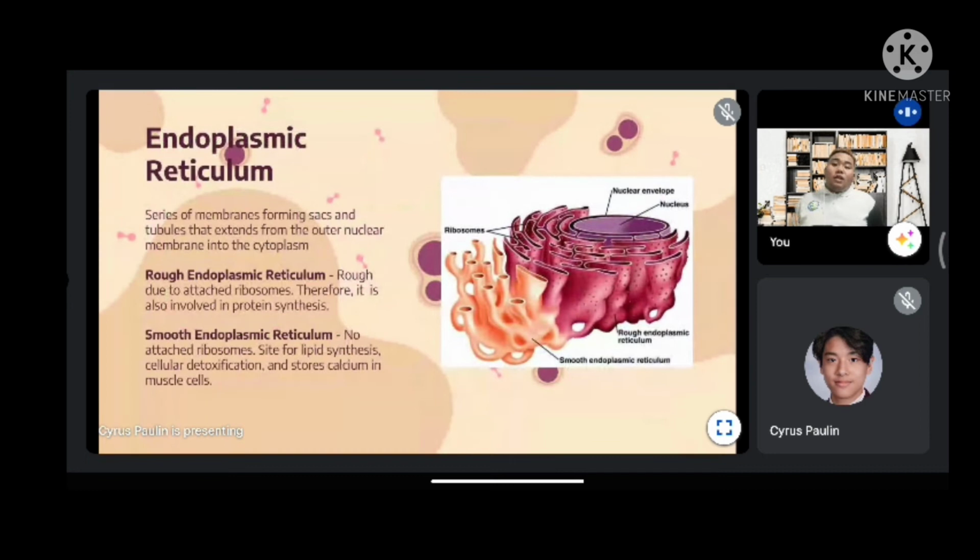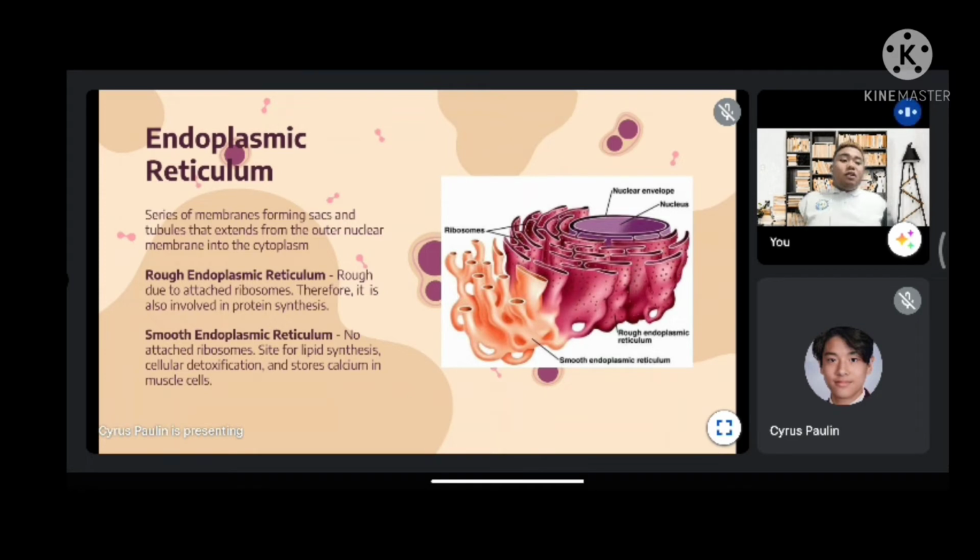So let us continue. Next is the endoplasmic reticulum, a series of membrane-forming sacs and tubules that extend from the outer nuclear membrane into the cytoplasm. First we have the rough ER or rough endoplasmic reticulum, rough due to the attached ribosomes. Therefore, it's also involved in protein synthesis.